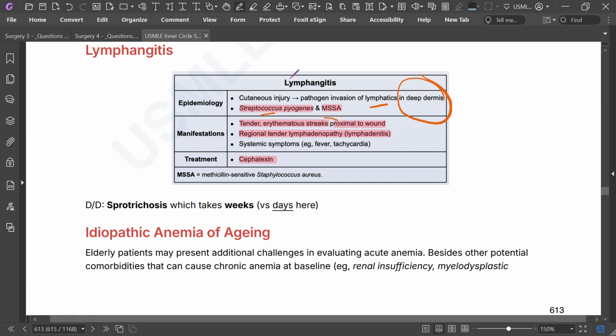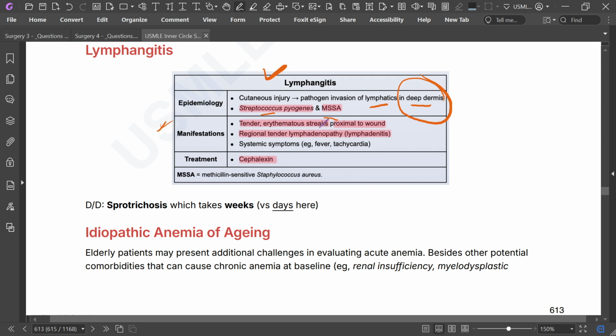Today's topic is lymphangitis. In lymphangitis, there is cutaneous injury and pathogen invasion of lymphatics in the deep dermis. Strep pathogens and MSSA, methicillin-sensitive Staph aureus, are the organisms.